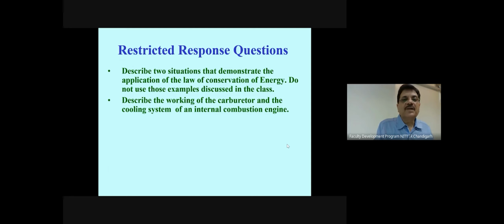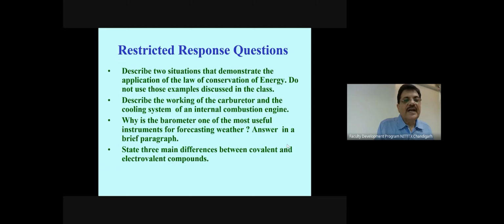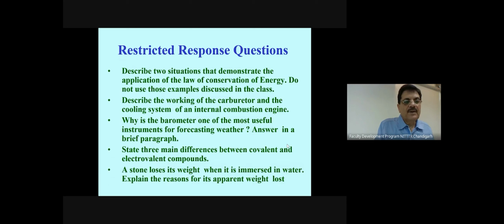Describe the working of the carburetor. Why is barometer one of the most useful instruments for forecasting weather? State 3 main differences between covalent and electrovalent compounds. A stone loses its weight when it is immersed in water. Explain the reasons for its apparent weight loss. So here you will write explain 2 reasons, okay? Not just reasons. Otherwise one will write 2, another will write 3.